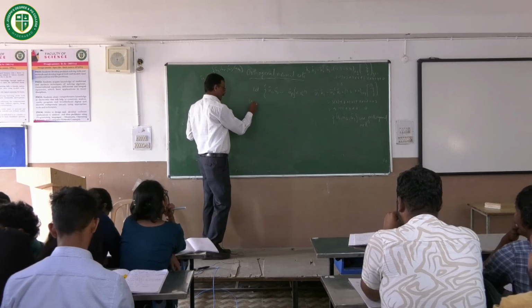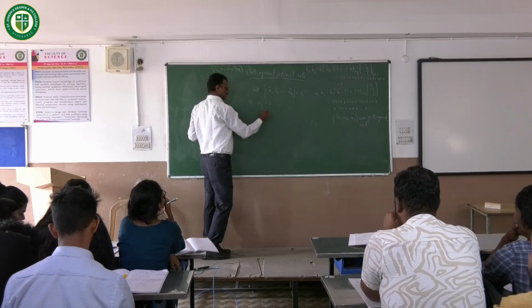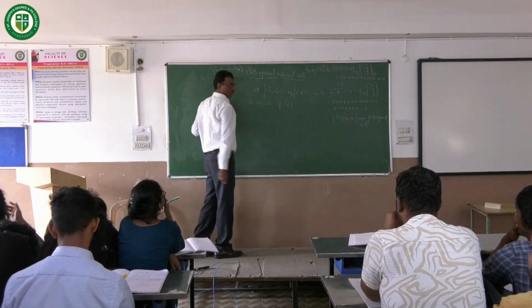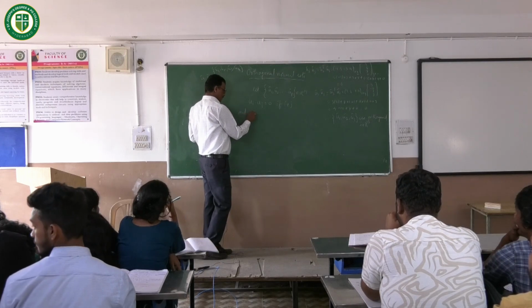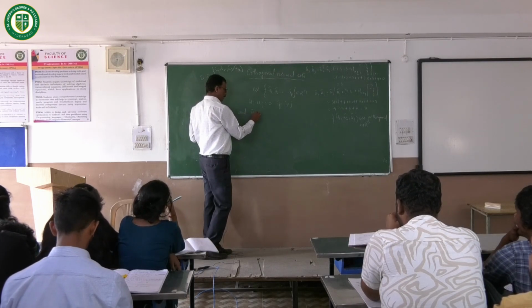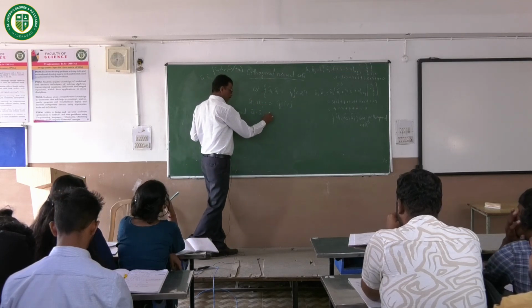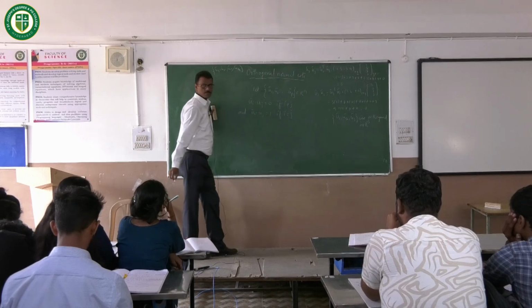So in this particular idea, ui into uj is equal to 0 if i is not equal to j. This is the orthogonal property. After that, one more property is also satisfied: ui bar into uj bar is equal to 1 if i is equal to j.